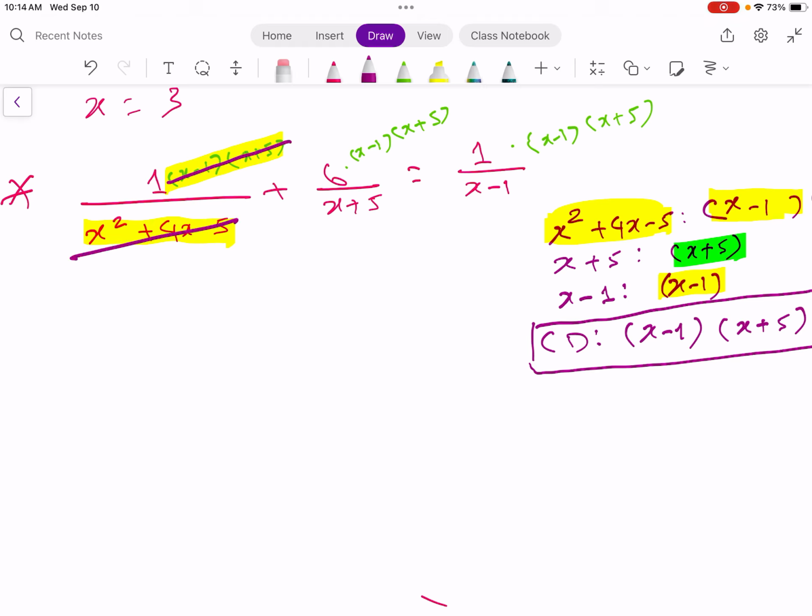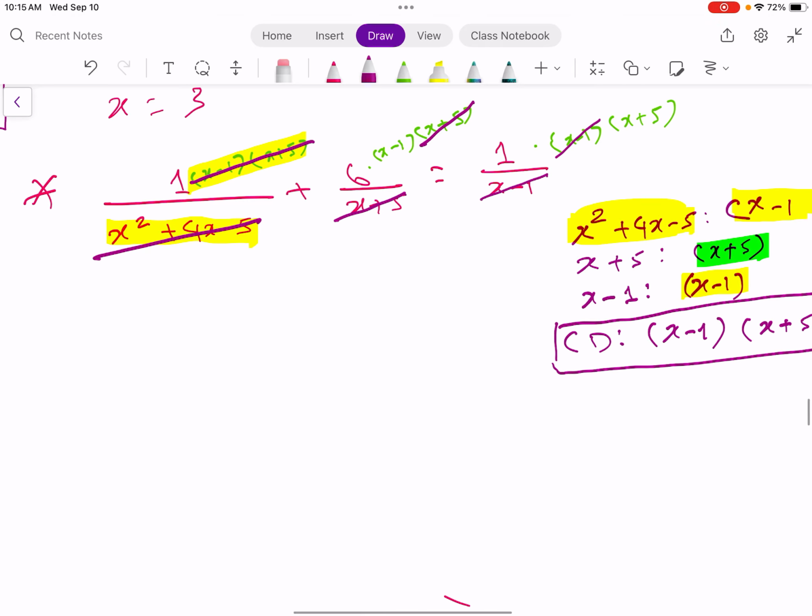Now in the next one we have x plus 5 and x plus 5 cancel, x minus 1 and x minus 1 cancel. Do not cancel x separately and 5 separately. Okay, x plus 5 is one factor in the numerator and x plus 5 is the other factor in the denominator. Okay, to cancel, it always has to be in product form.